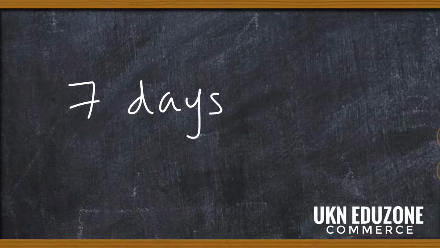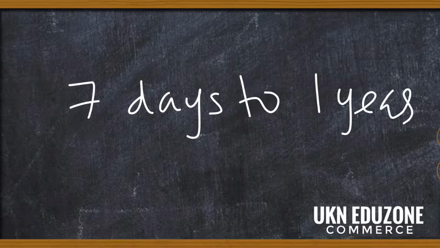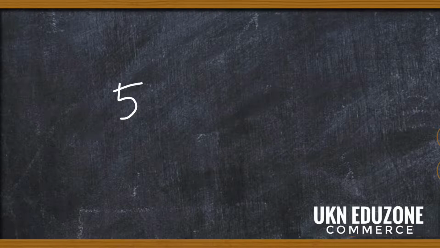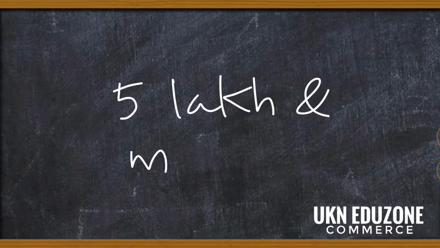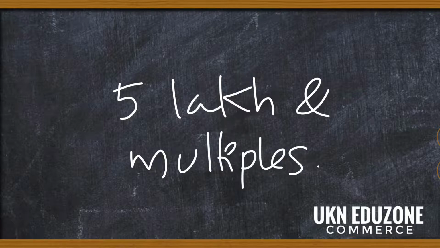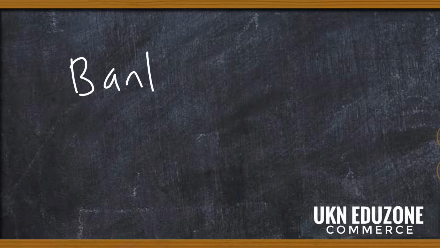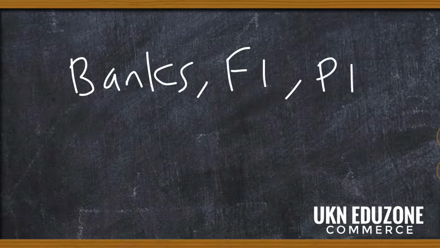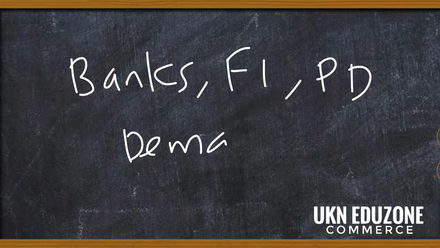Then the term. Here the term is 7 days to 1 year. It is normally issued in denominations of rupees 5 lakh and multiples thereof. It is normally issued at a discount to face value, that is, redeemed at face value. Banks, financial institutions, and primary dealers can hold the commercial paper only in DMAT form.